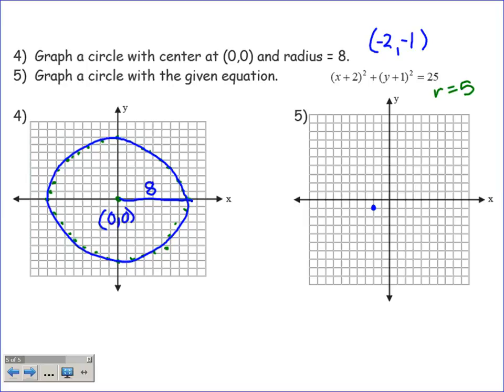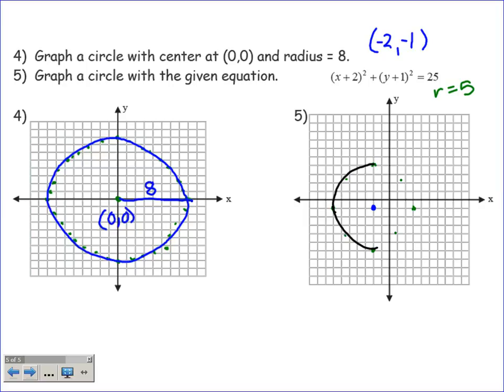1, 2, 3, 4, 5, which is right here. I'll move 5 up. 1, 2, 3, 4, 5, which is here. 1, 2, 3, 4, 5 to the left. 1, 2, 3, 4, 5 down. I'll put some points in the middle. Just help me guide. Then I'll draw my circle. I'll draw this in a different color, but it's just kind of how we do that.